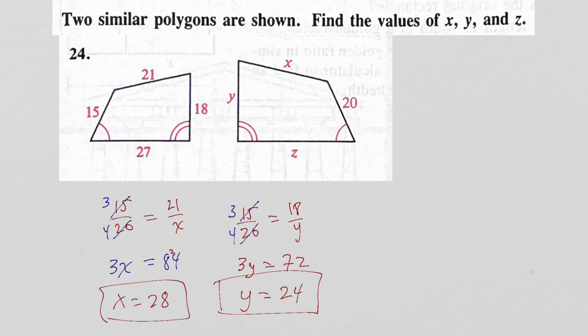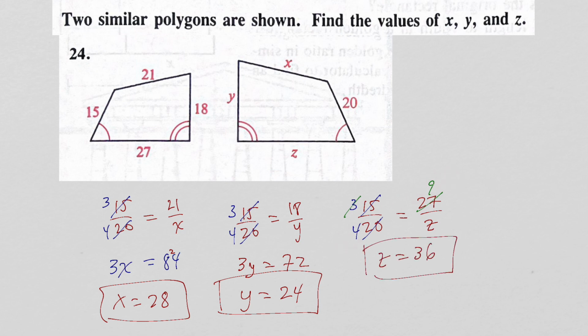Finally, to find z, I'll do 15 over 20 is going to be equal to, we're doing the smaller side over this side, so 27 over z. And then I'm going to cancel. 5 goes into this 3 times, into this 4 times. You know, when you have proportions, you can cancel across the top and across the bottom. I'll show you that. So I could have said 3 goes into this once and into this 9 times. If you don't realize, you don't have to do that. But when you cross multiply now, we're going to get 1z is equal to 36.